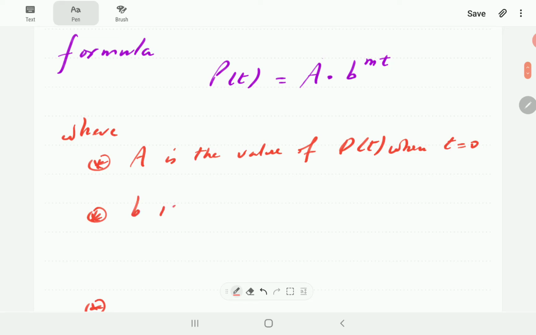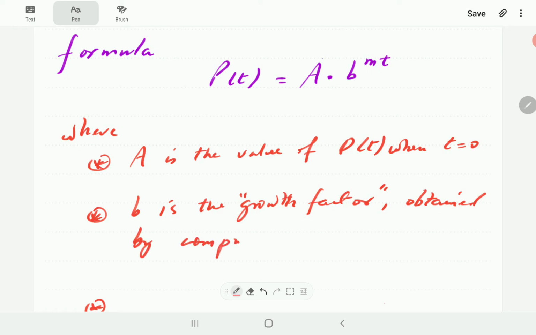B is called the growth factor, and the growth factor is found by working out the ratios of data in consecutive positions. So if you take the value at any time, you divide it by the value before it. So this is the growth factor obtained by computing ratios.